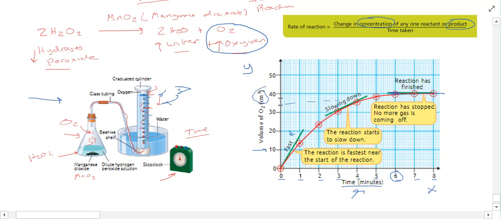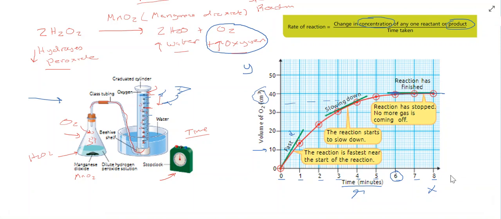So what we have then is an amount of oxygen being produced. We have 40 cubic centimeters of oxygen produced in about 6 minutes. So you have a concentration of a product, and you have a time as well. So we can start to use this formula to actually put a number on the rate of the reaction in relation to hydrogen peroxide and magnesium dioxide.